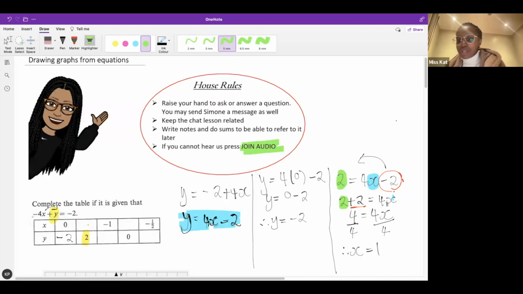Now we have 2 plus 2 equals 4x. What's 2 plus 2? 4. So 4 equals 4x. Now, how do we get rid of the 4 that's in front of the x? Divide by 4. We divide by 4, but what we do on the left, we do on the right. And what's 4 divided by 4? 1. Do you see how we got our answer?